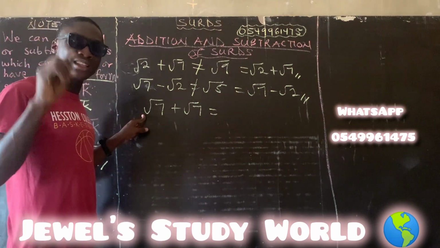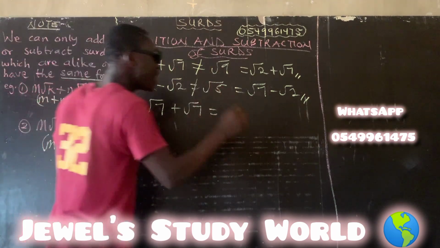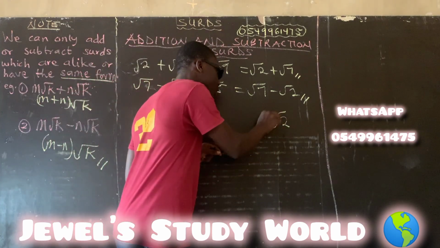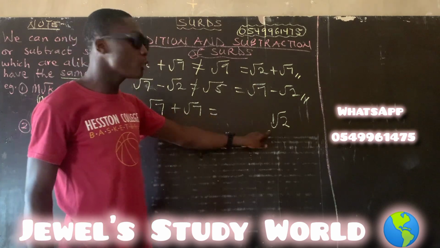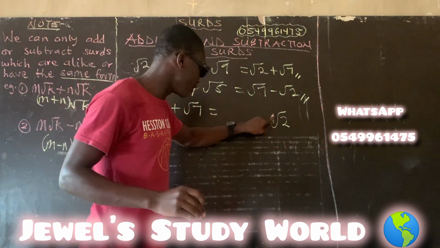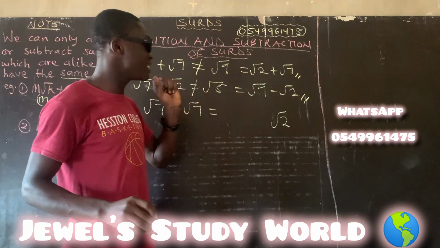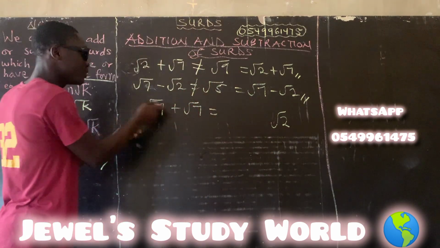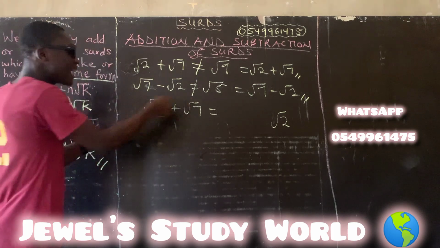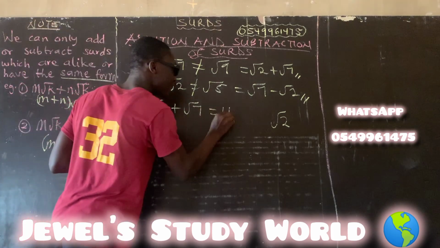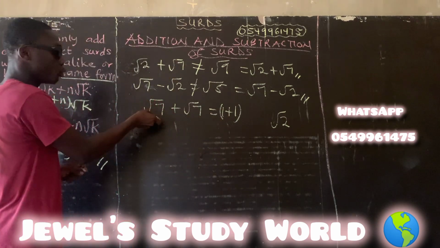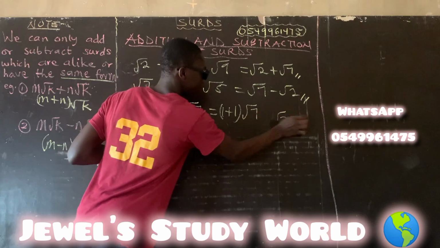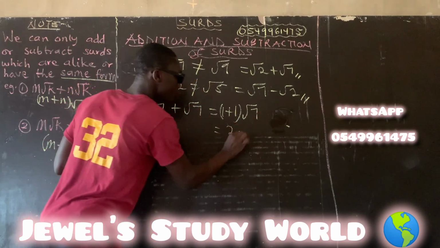I said in the first video that when you have the square root of any number, let's say the square root of 2, there is 1 in front of the square root. It is 1 square root of 2, but don't write the 1. Note that when you have the square root alone, there is 1 in front of it. So here you have 1, here you have 1. So you first add the 1 and the 1, so you have 1 plus 1. Then you have root of 7. So pick 1 root of 7. So here you have 2 root 7.